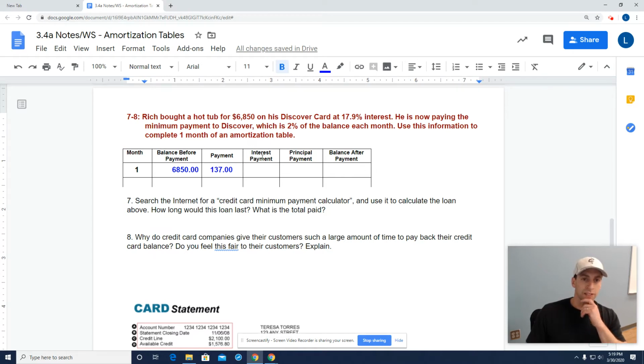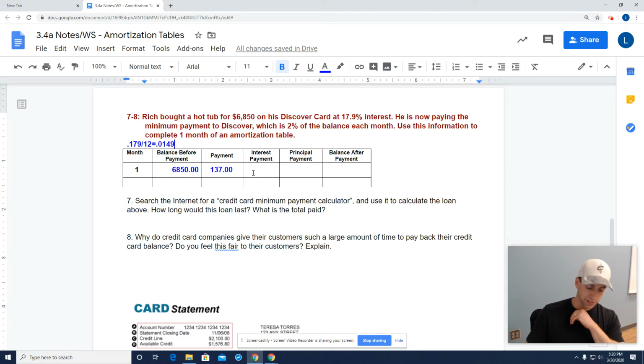All right, now to get the interest amount, we're going to take his 17.9%, which is 0.179, and we're going to divide it by 12 to make it monthly. Let's go ahead and do that. 0.179 divided by 12 gives us 0.0149. And the decimal keeps going. I'm going to round right there. All right. Let's go ahead and use this 0.0149, and let's figure out how much goes to interest.